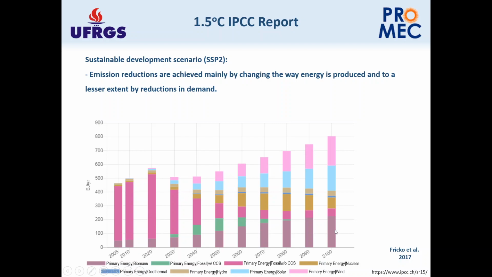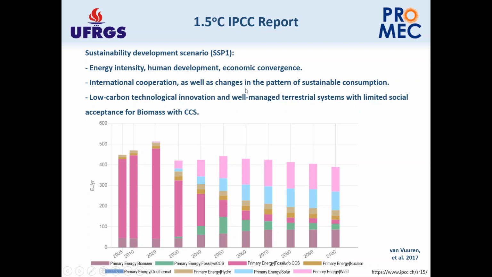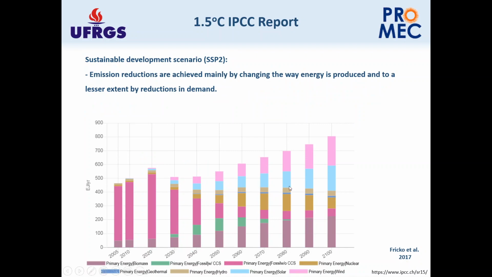And also we have substantial reduction in fossil fuels emissions, but however the energy generation increases. So if you see the SSP1, the amount of energy that people consume stays flat, even reduces. So people reduce the energy consumption. In the SSP2, consumption increases, so people consume, but they consume more sustainably.